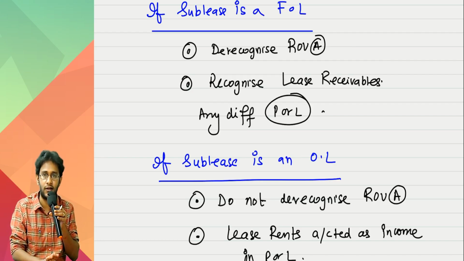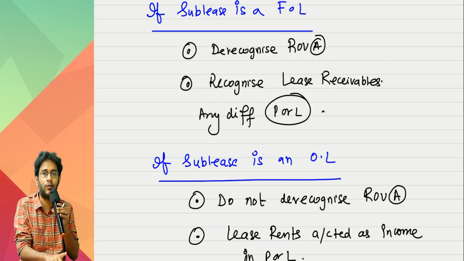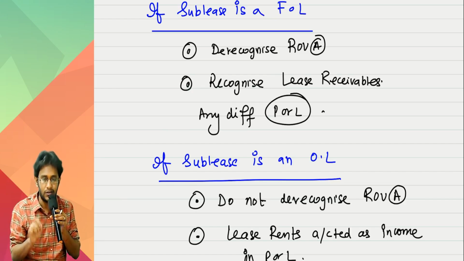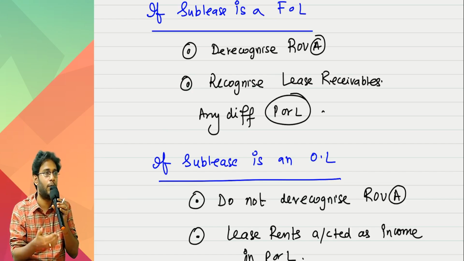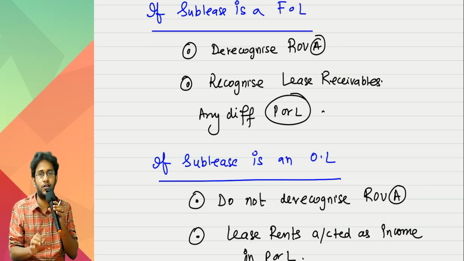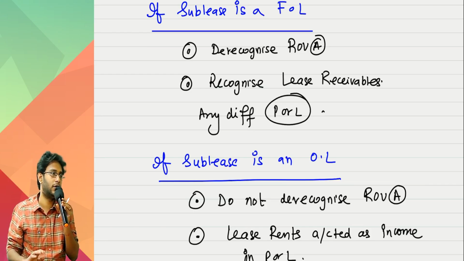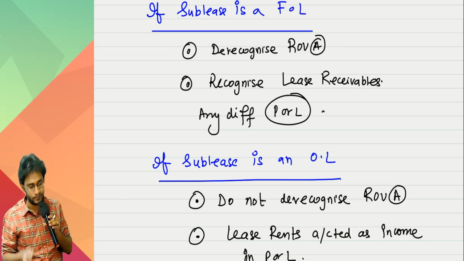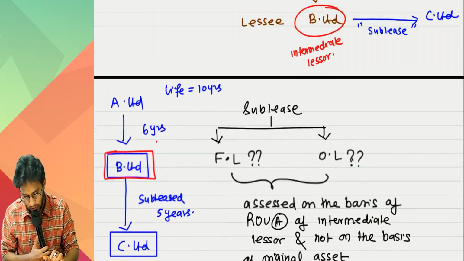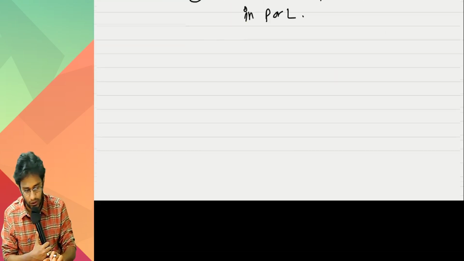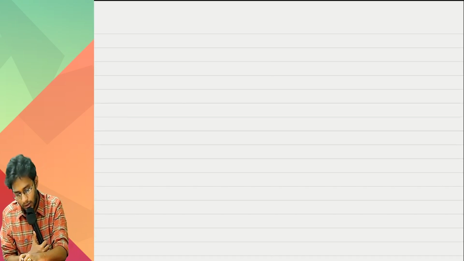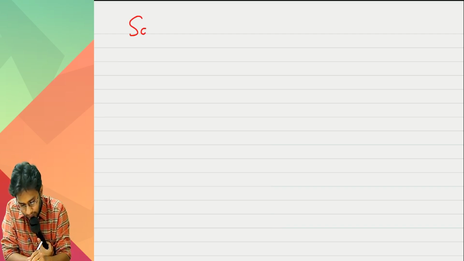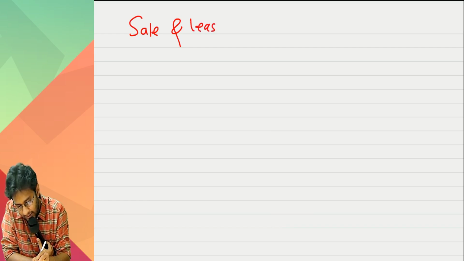No numerical questions are there. There are only 3 questions. In all 3 questions, there is only one question: is this sublease a finance lease or an operating lease? That you have to judge based on the ROU asset, not based on the original asset. If you remember that point, all the 3 questions you can handle. I'm not going to those questions now. You can see that later on your own. But only this much, sir. Then last one, or almost last one, sale and leaseback transaction.